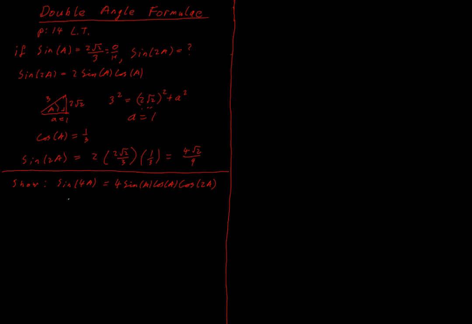So if I have sine of 4A, I can break this up in a clever way so that I can use the double angle formula. There's more than one way to do this question, but I could rewrite it as sine of twice 2a. That would be the same as 4a. So this is twice the angle 2a, and I have a formula for that. It's on page 14 in my log tables.